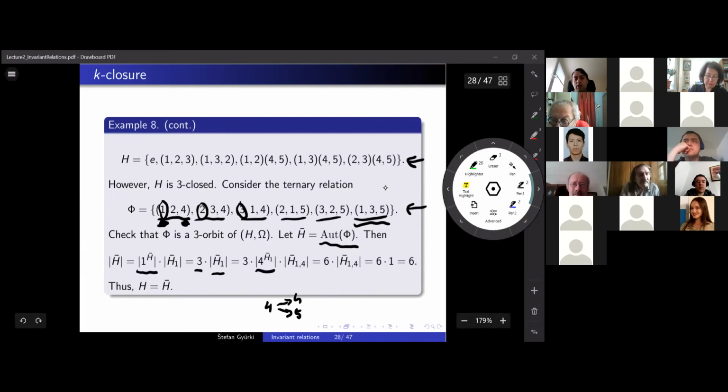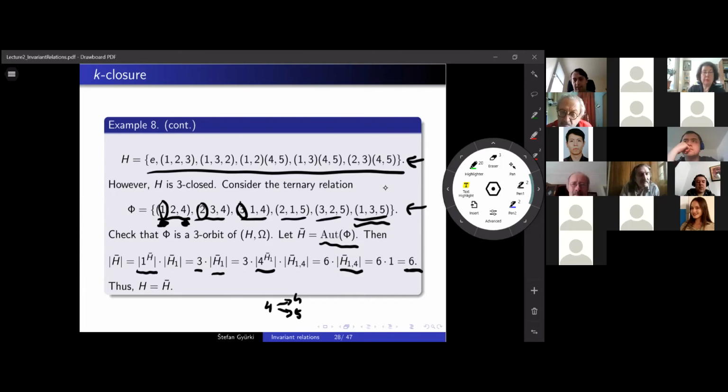So this orbit of 4 in the stabilizer of 1 is of length 2. And after that, if 1 and 4 are fixed, it is easy to check that every other element has to be fixed. This means that this 3 orbit has 6 automorphisms. But if this orbit has just 6 automorphisms, that means that the full group of automorphisms of all 3 orbits cannot have more than 6. And on the other hand, these 6 should be there because the group itself is preserving all of its 3 orbits. So we are coming to the conclusion that this group is 3-closed.